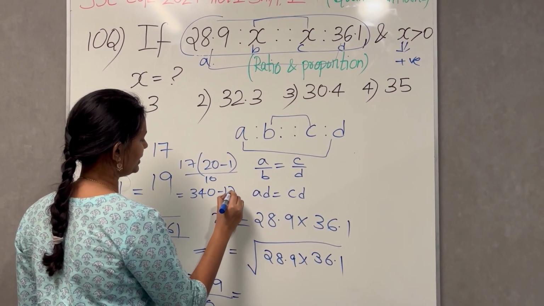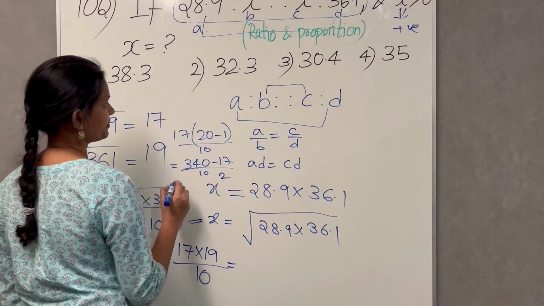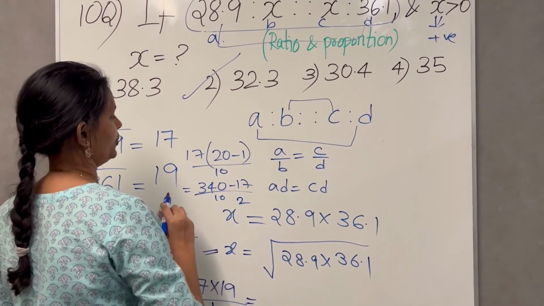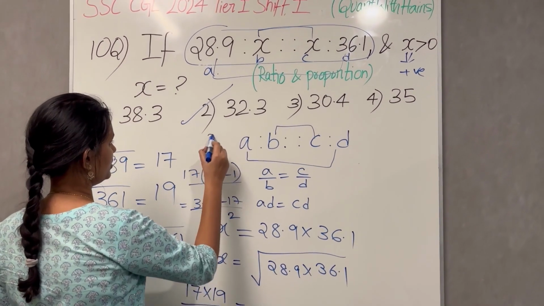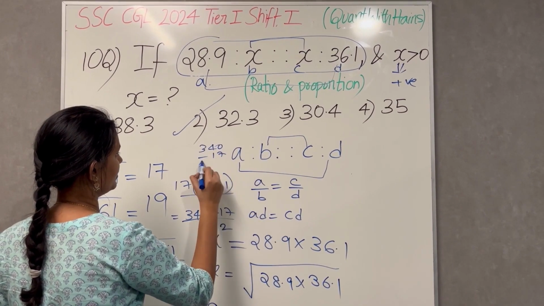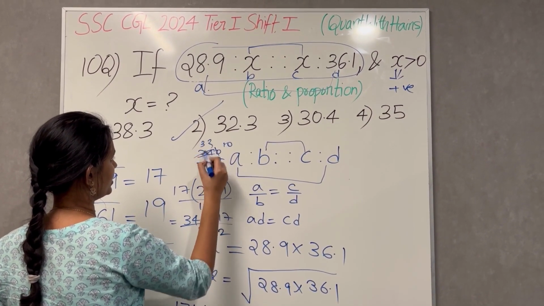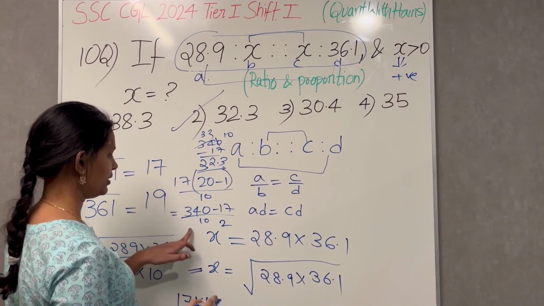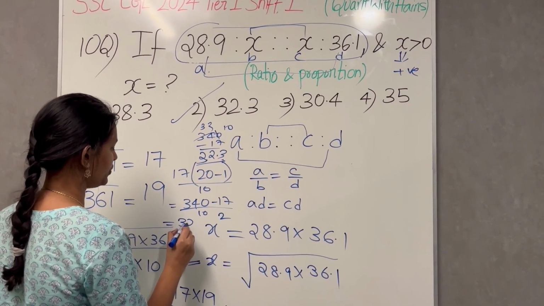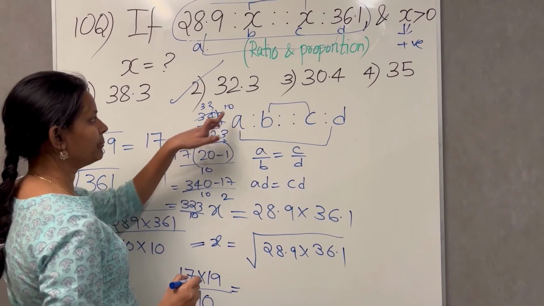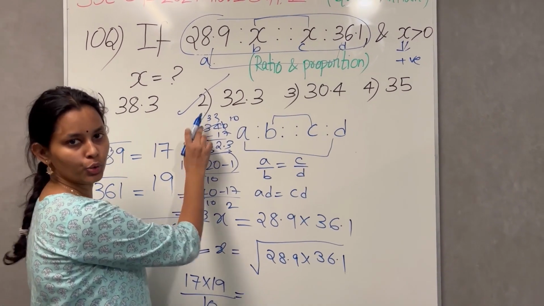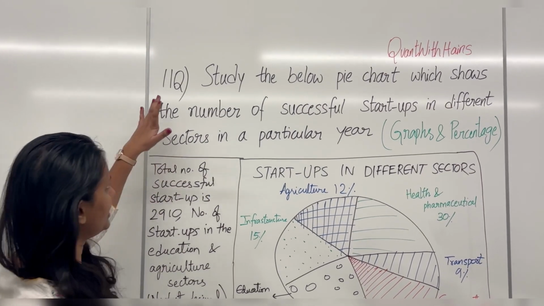340 minus 17 by 10 is our answer. That is option 2. 340 minus 17 is 323. Here the numerator we got is 323 by 10, which means before the last digit one decimal should be there. That is option 2. Now let us understand the 11th question.